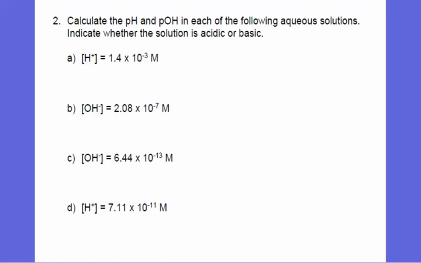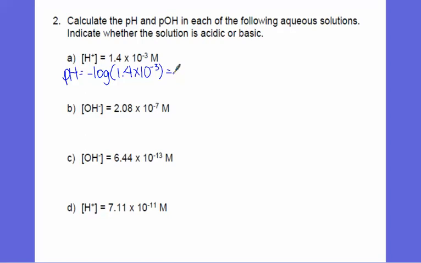So for this first one, we are going to find the pH and the pOH of all of these. We're given the H plus concentration for this solution. Which do you think we're going to find first, pH or pOH? pH, because we have the H plus. So pH equals negative log of 1.4 times 10 to the negative 3.